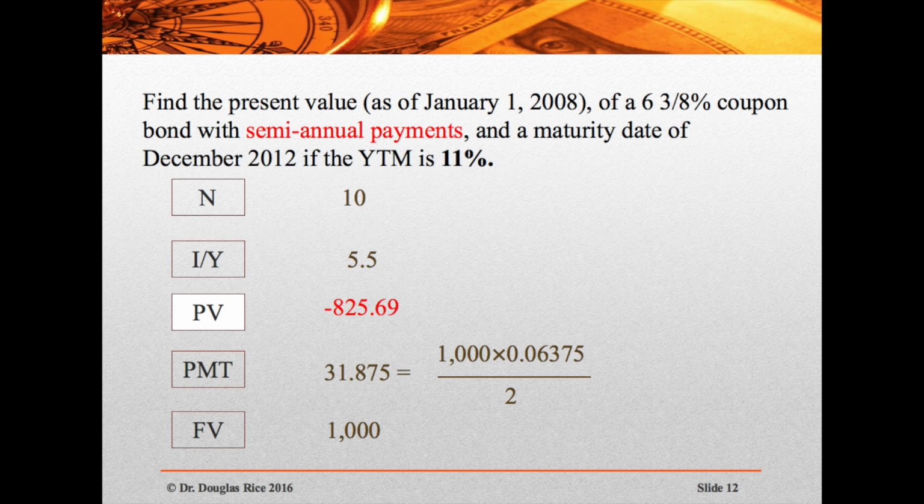All the variables are the same except one. The I over Y changes. It was 2.5 times 2 for 5%. In this case, it's 5.5 times 2 for the yield to maturity of 11%. And you can see that dramatically changes the value of your bond. It was $1,000 at par when it was issued and you bought it, and it went to $1,060 when interest rates fell.